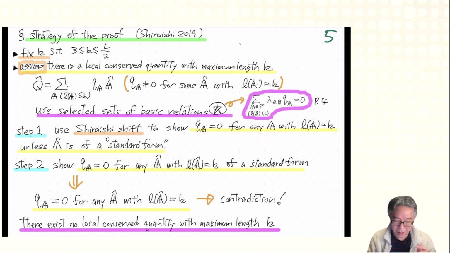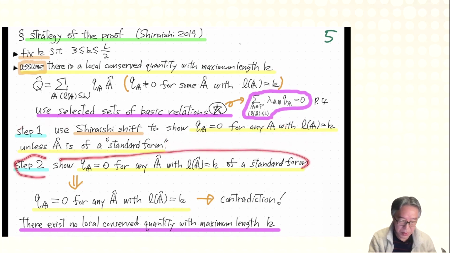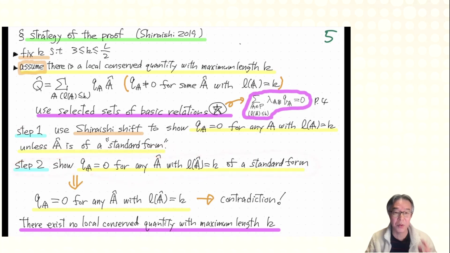This makes the problem much simpler, because there are so many different products with length k, but this shows that you have to deal with only a limited number of them. This step 1 is rather general. Then step 2 becomes much more puzzle solving and much more model dependent. You try to find a very nice selected set of basic relations to show that even for this standard form, Q_A equals 0 for any A with length k.